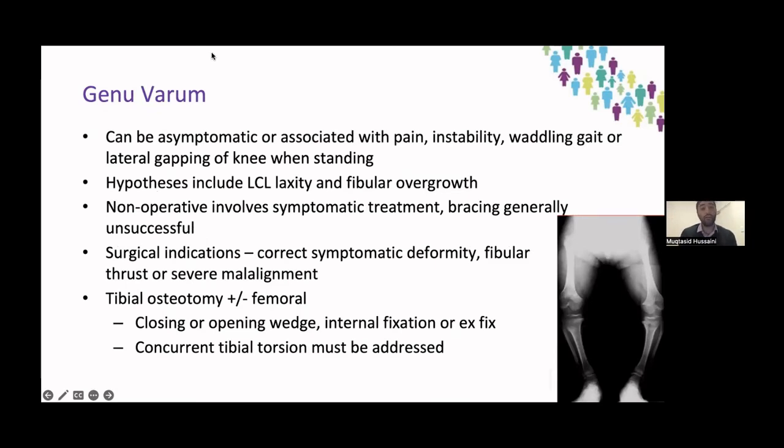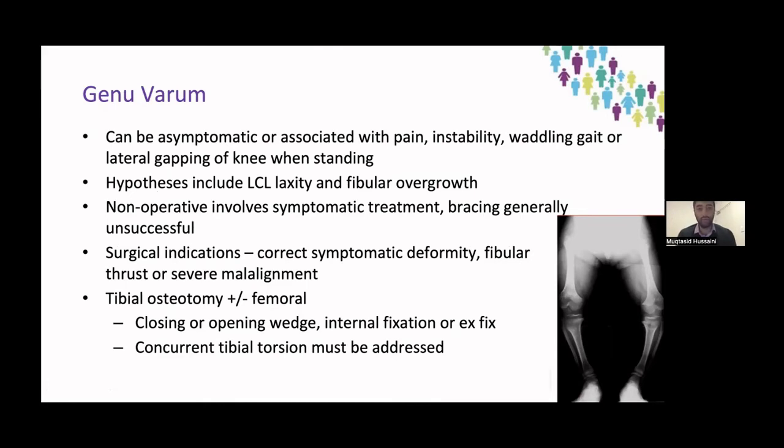Genu varum is also seen. This can be asymptomatic or associated with pain, instability, waddling gait, or lateral gapping of the knee when standing. The cause hasn't been completely agreed on, but hypotheses include lateral collateral ligament laxity and fibula overgrowth. The fibula is nearly always longer than the tibia in patients with achondroplasia.